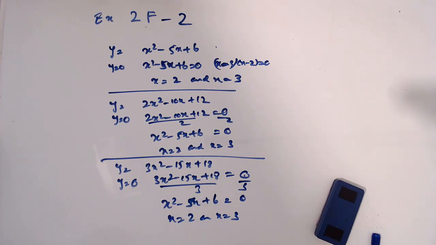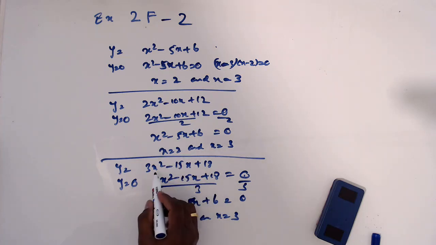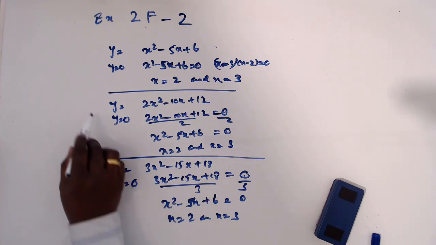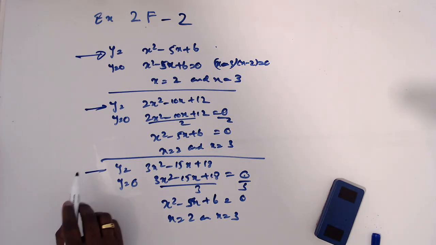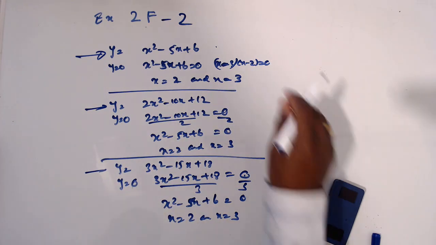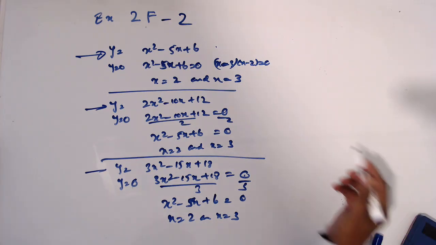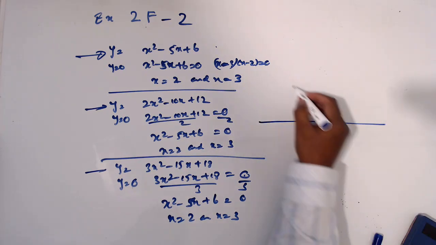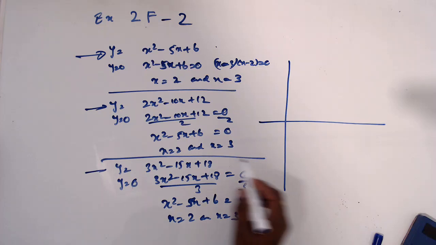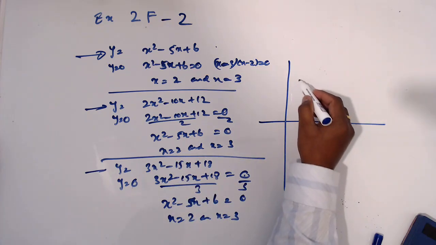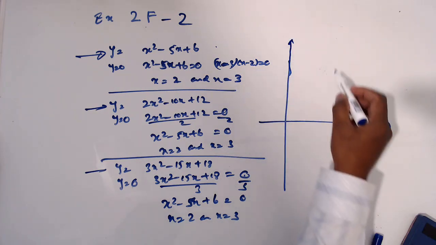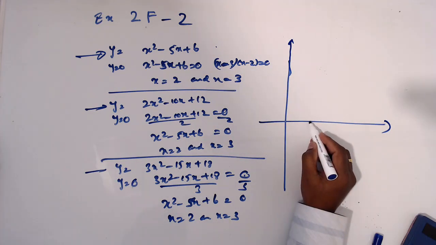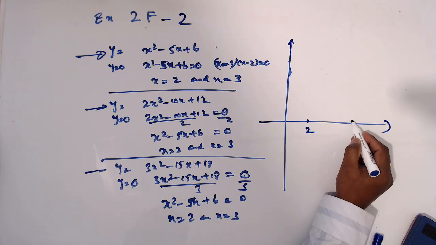Now we can see that for 3 equations, 3 graphs have the same root. What is the meaning of that? The root is 2 and 3. The meaning of this one is, this is 2 and this is 3.